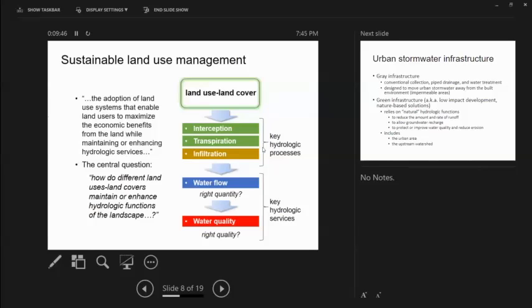The real question is then, how do land use land covers affect these important hydrologic processes like interception by the canopy of trees, transpiration from vegetation, enhanced infiltration because the soils are more permeable? Those are the key hydrologic processes, and if they work right, they'll provide us with key hydrologic services, which are water flow, sufficient water flow in the case of water supply, and then in floods, not too much water flow. And then, of course, we want the right quality.